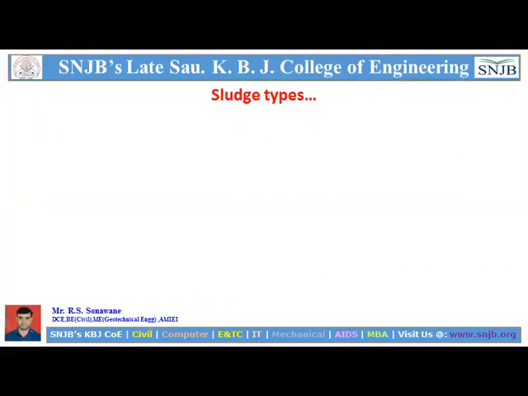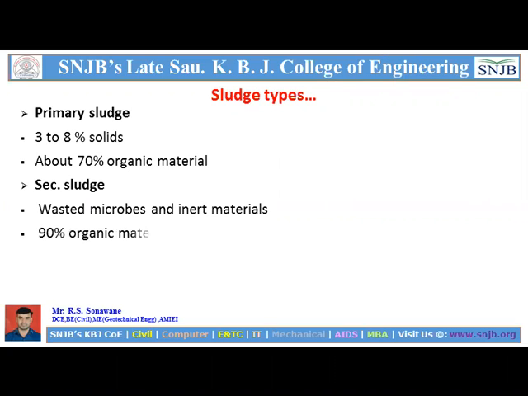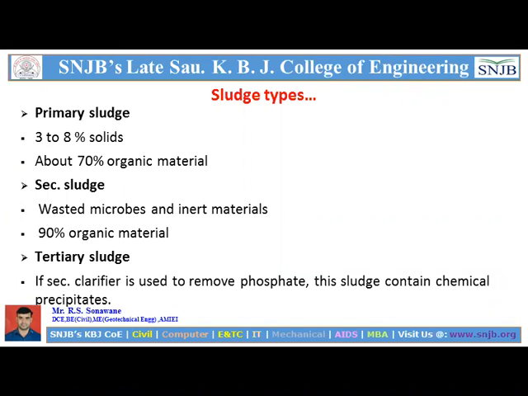Now, what are the sludge types? First is primary sludge, in which 30 to 8% solids are present and about 70% is organic material. Then secondary sludge, with wasted microbes and inert materials, and 90% organic material. And tertiary sludge: if a secondary clarifier is used to remove phosphate, this sludge contains chemical precipitates.